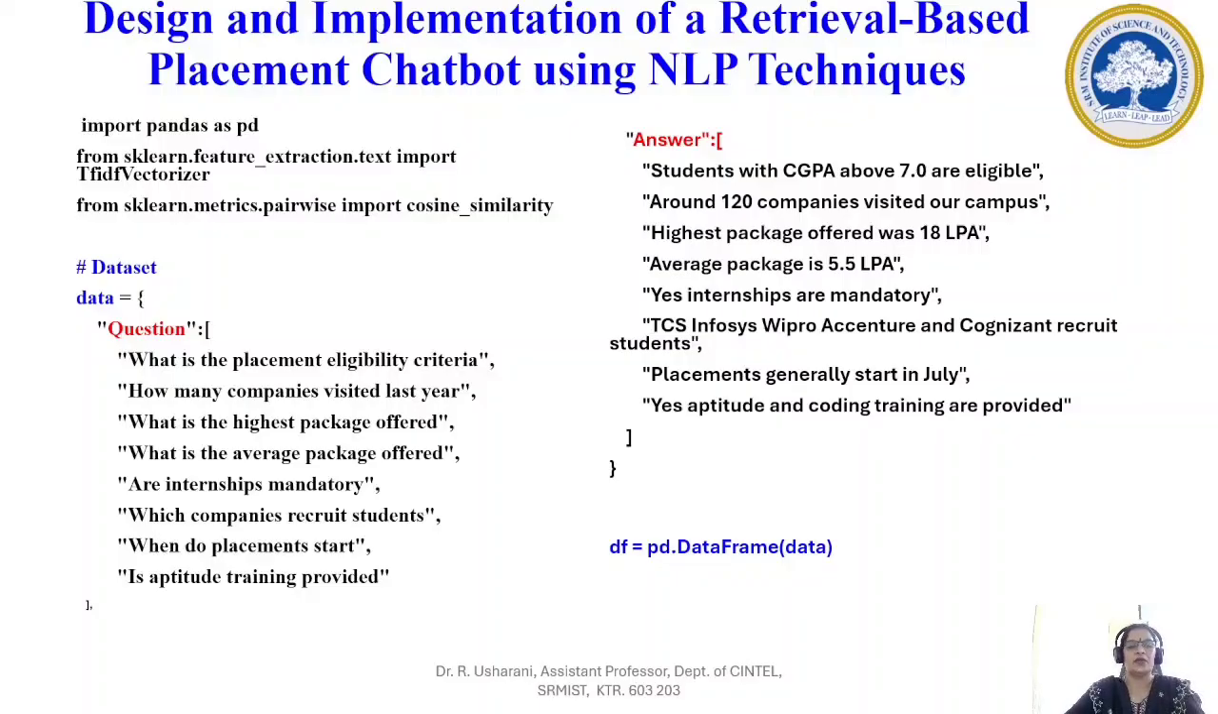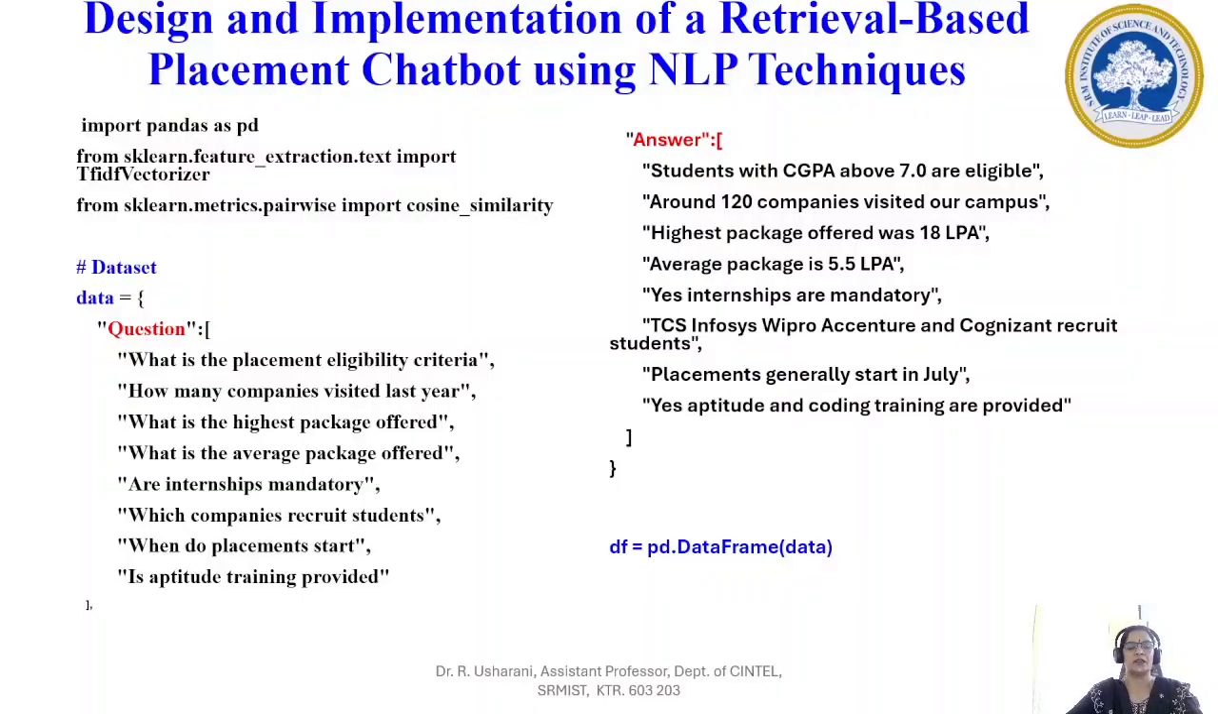Here we need to import the necessary libraries: pandas and scikit-learn, and the feature extraction technique, the TF-IDF vectorizer, that is the term frequency inverse document frequency vectorizer. Next, we need to create a data set.